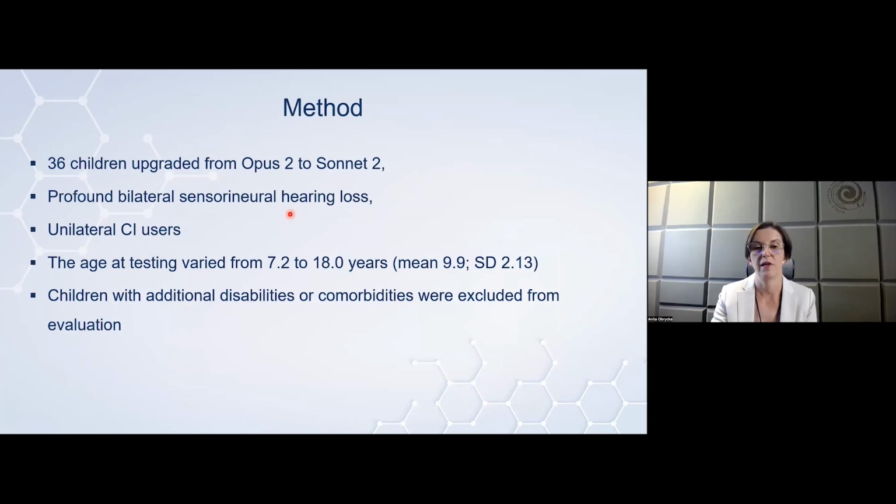and they all have bilateral profound sensorineural hearing loss. They were all unilateral CI users, and they were also experienced users because they had used their previous processor for at least 5 years. For some of the children, it was their second or third processor. The mean age at testing was 10 years, and no children with additional disabilities were included.